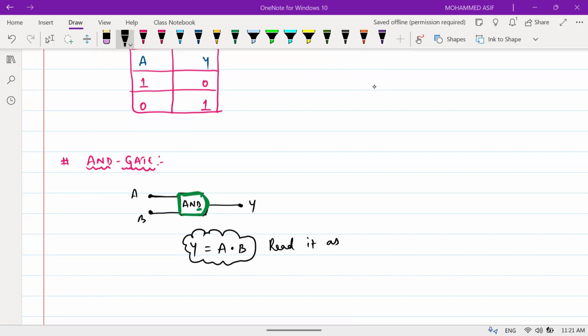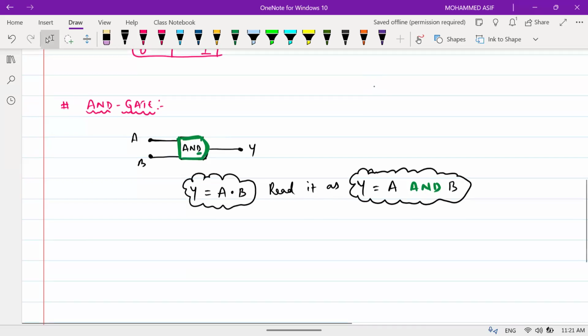So how do we read it, beta? It is read as Y is equal to A, and we read the dot as AND, and then B. So this is the way we read this: Y is equal to A and as well as B.